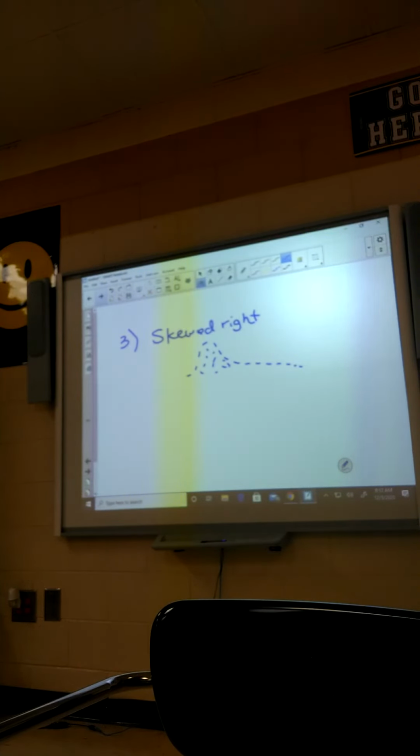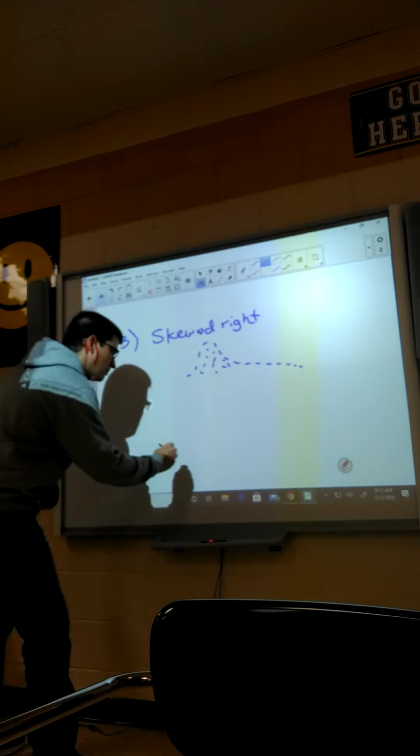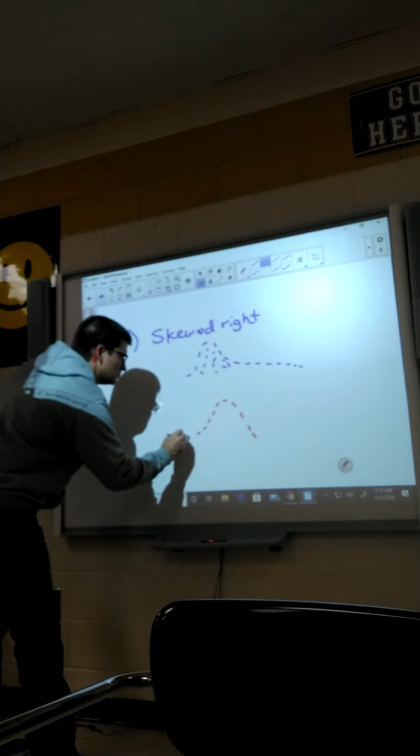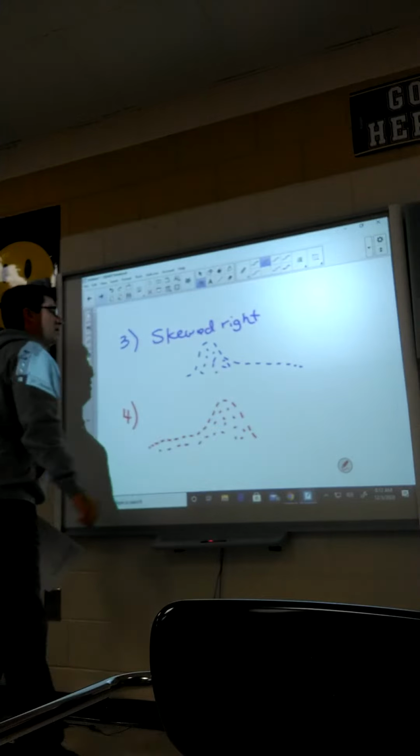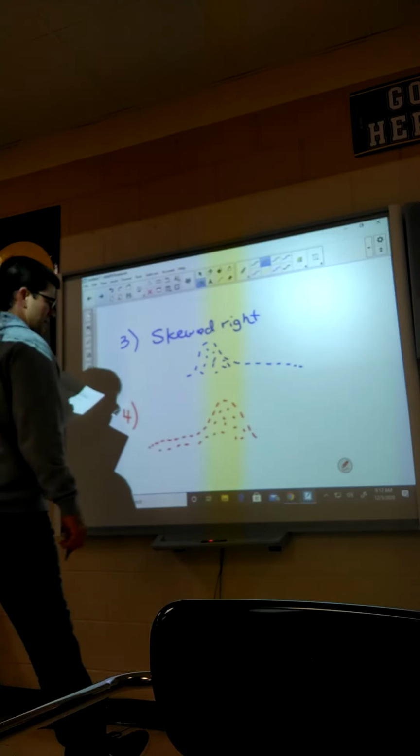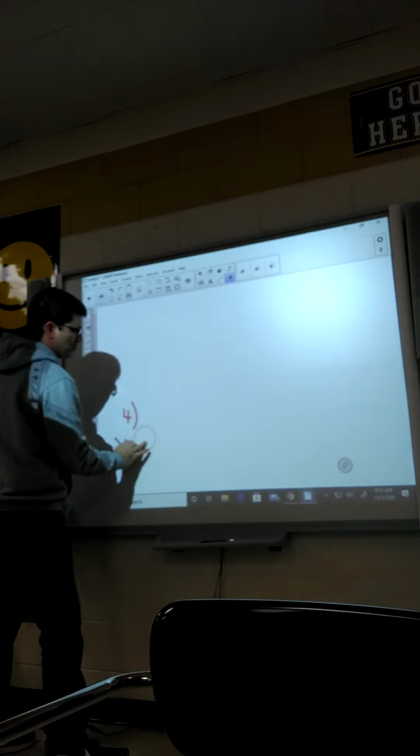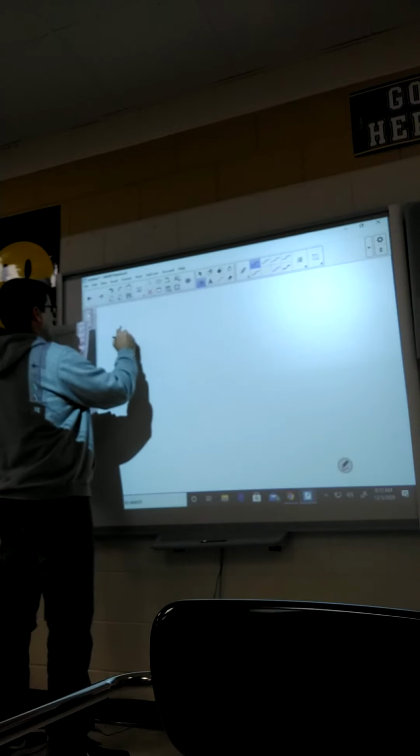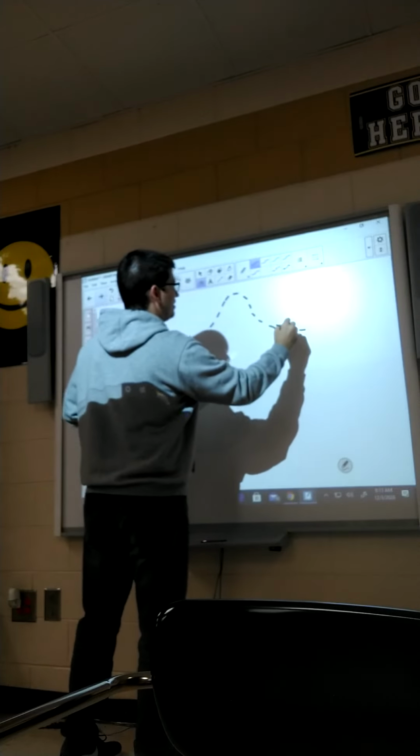All right, Gracie, what about skewed left? Tail goes to the left. All right, so that's skewed right and skewed left. All right, what did we say yesterday about symmetric? Symmetric's in the middle. The hump's in the middle. It's got to have equal skewedness on both sides. So that's number 5. Looks something like that maybe, kind of equal.